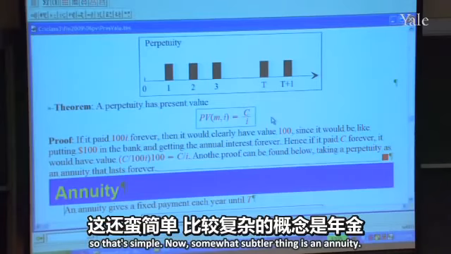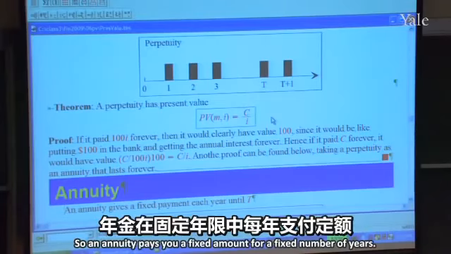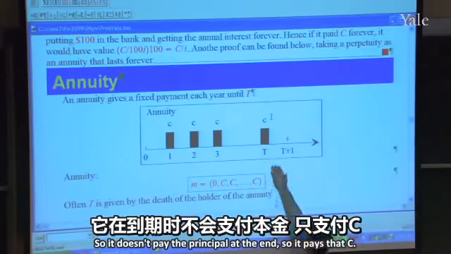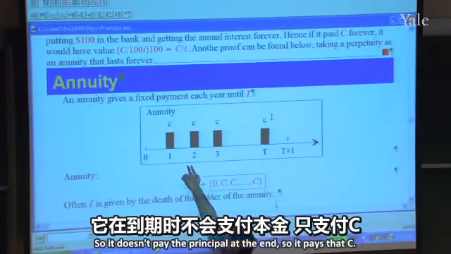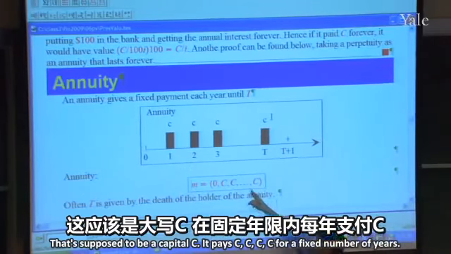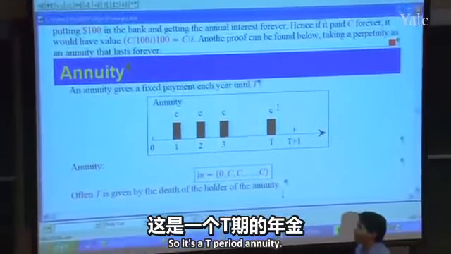Now, a somewhat subtler thing is an annuity. An annuity pays you a fixed amount for a fixed number of years. So it doesn't pay the principal at the end. It pays that C, capital C. It pays C, C, C, C for a fixed number of years. So it's a T period annuity.